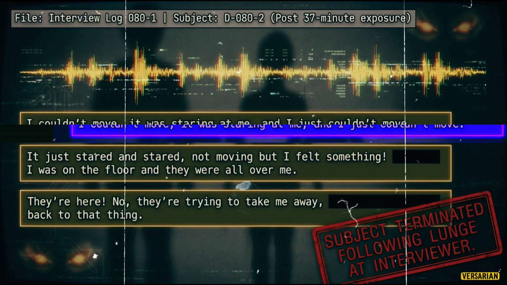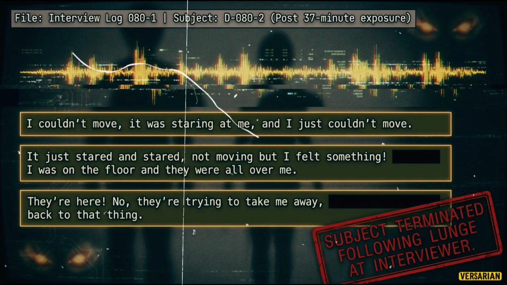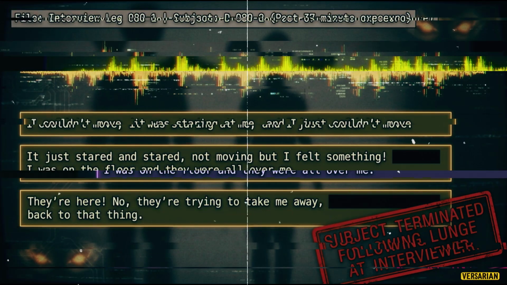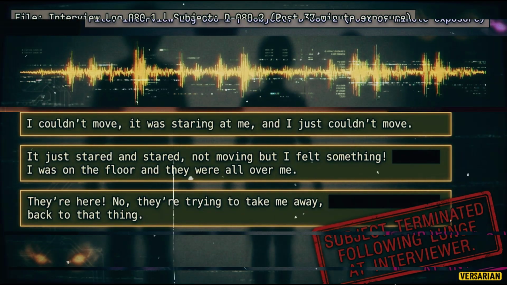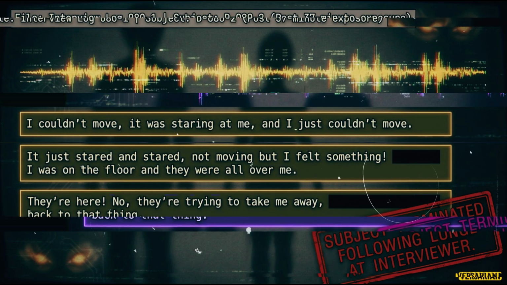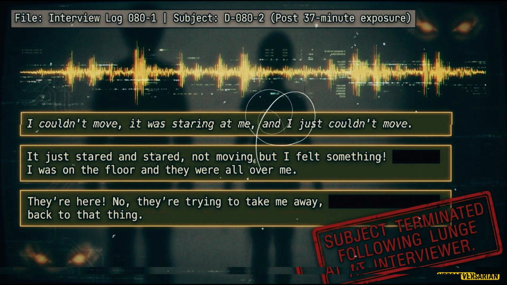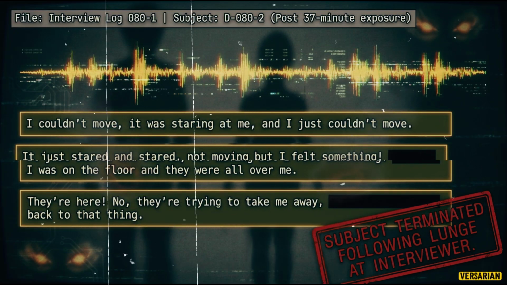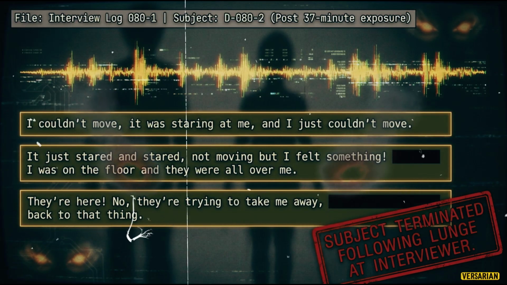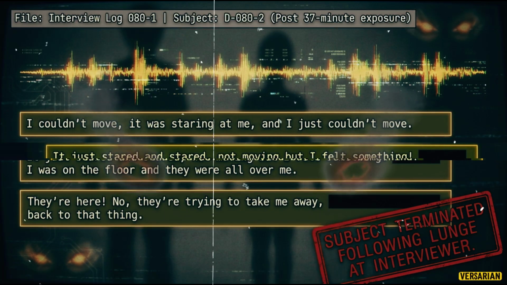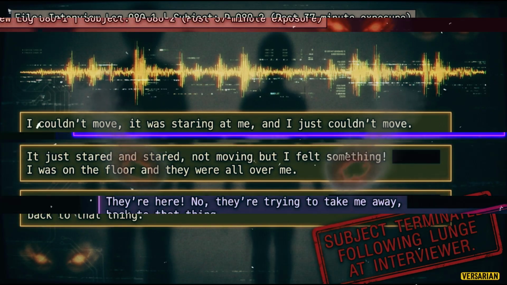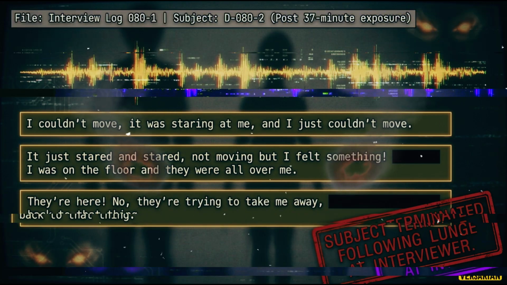When D082 woke up from her forced slumber, our medical staff actually deemed her physically healthy at first. But during her interview, she had this vacant, spaced-out stare, started hyperventilating, and exhibited extreme paranoia. She screamed, "They're here! No! They're trying to take me away!" She then violently lunged at our lead researcher, Dr. and had to be swiftly terminated. The takeaway here? This thing doesn't just put you to sleep, it literally shatters your mind while you're under.